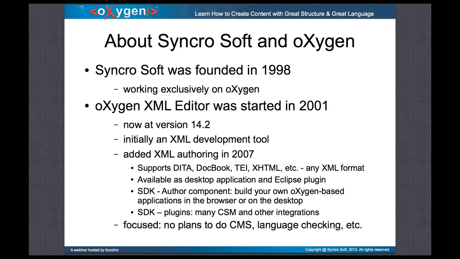We support a number of standards like DITA, DocBook, TEI, XHTML, but all that is just a configuration and similar support can be created for any XML language. oXygen is available as a desktop application, and this is what I will show today, but also as an Eclipse plugin. So people that already work within Eclipse can use oXygen directly inside Eclipse as an Eclipse plugin. We also have an SDK that provides the visual editing part as a component. This can be used to build your own oXygen-based application. And your application can run in the browser or on the desktop, in the browser as a Java applet.